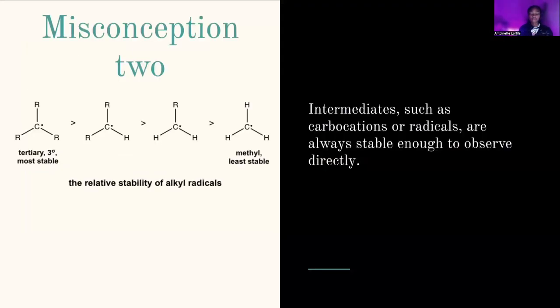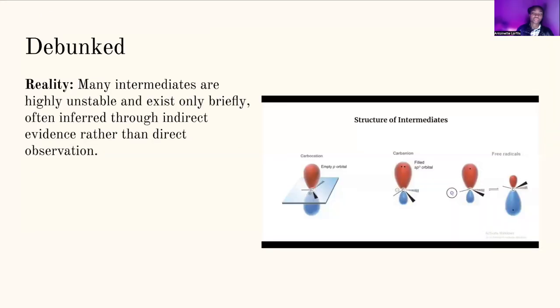For our second misconception, misconception number 2: intermediates such as carbocations or radicals are always stable enough to observe. This misconception was also debunked because in reality, many intermediates are highly unstable and exist only briefly, often inferred through indirect evidence rather than direct observation.